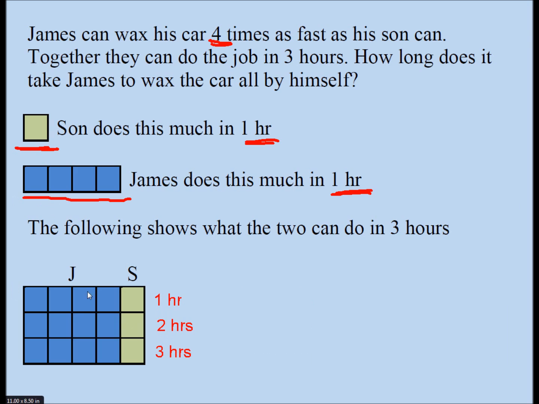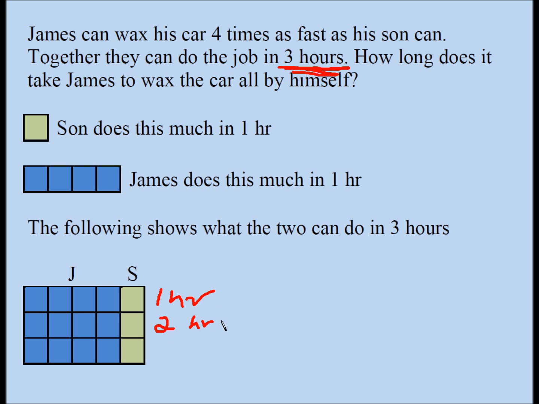Okay, so what we have here is this. In 1 hour, the son will do 1 square, and the dad during the same 1 hour will do 4 squares. And it tells us that the job takes 3 hours for the two to complete. So we're going to do 3 rows: 1, 2, 3. And we had 1 hour here. For some reason it vanished. 2 hours here. Just going to handwrite it. And 3 hours here. That's why we have 3 rows.